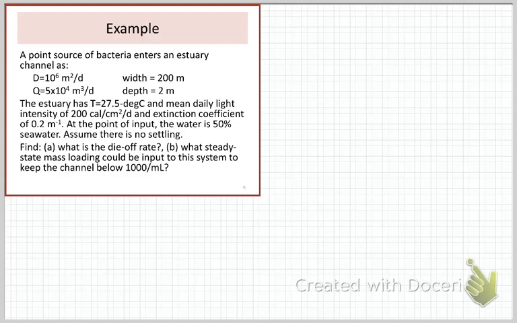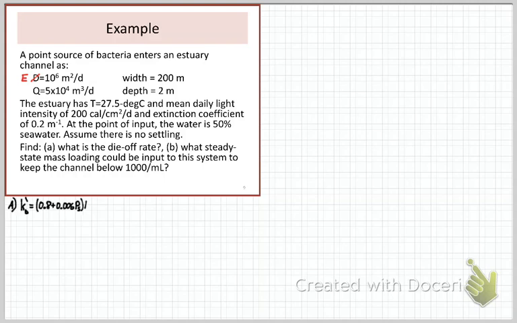Notably, there's no settling of bacteria in this problem, and we're asked to find the die-off rate or the removal rate for bacteria, and then to find what steady state mass loading we could put into this estuary if we want to keep ourselves below 1,000 per milliliter. Perhaps that represents something like a full body contact recreation level that would be safe. And notably here I had given you that coefficient as D, but most properly with our semester that would be a capital E, representing both diffusion and dispersion.